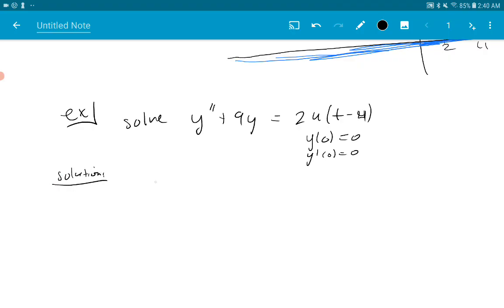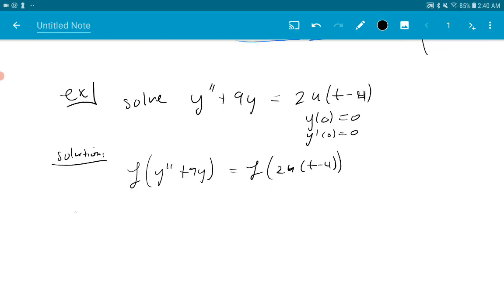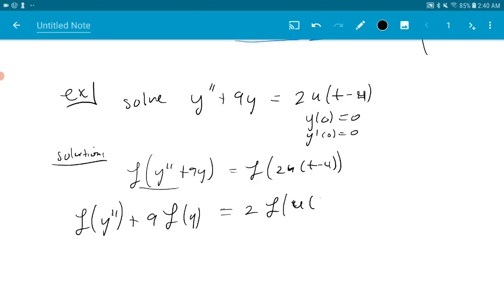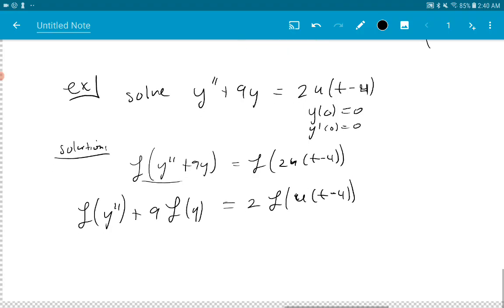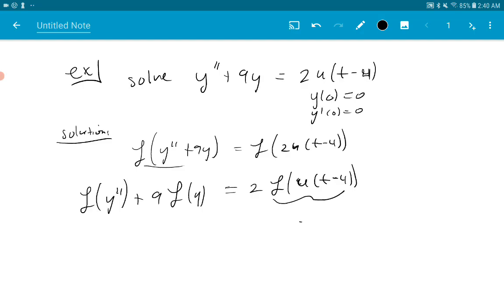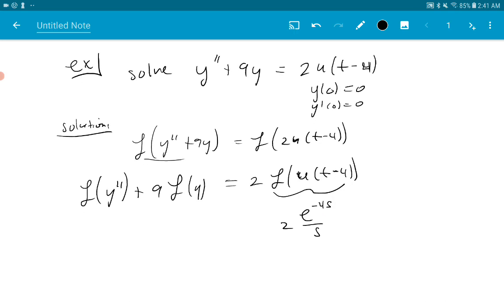Here's the solution. Of course, first you take L of both sides. So this will be the Laplace transform of y double prime plus 9 L of y, just by splitting it up, equals 2 L of u of t minus 4. See if we remember this. Remember when we did this a second ago? This is e to the negative 4s over s times 2. That's the one we did earlier in this video. It's also in the table.